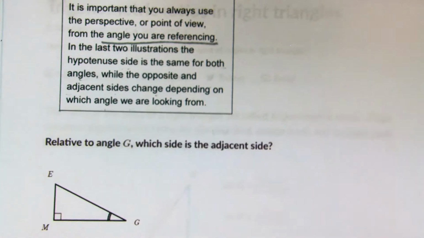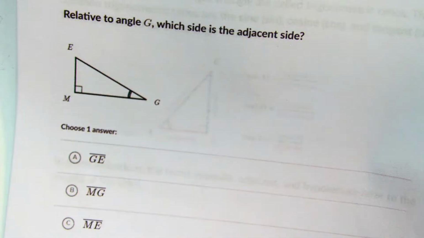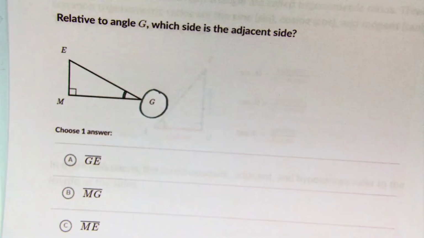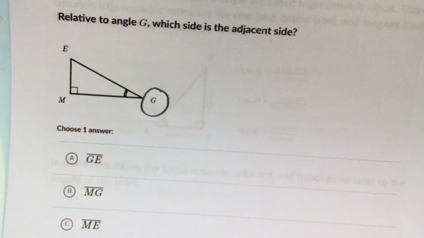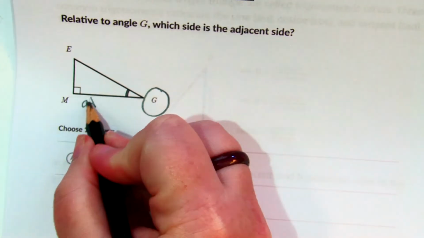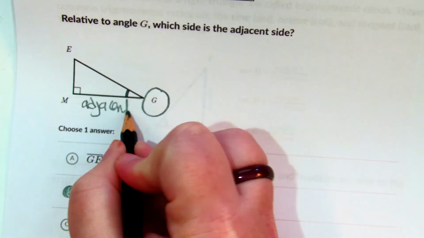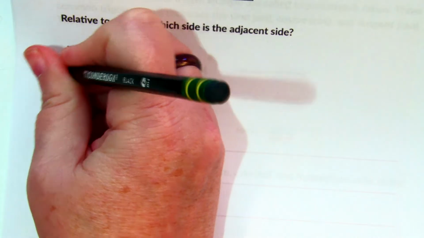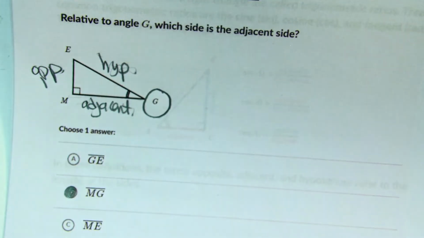I want you to answer this question. We're using angle G. Which side is the adjacent side? Look at the three answers. The right answer is B. MG is the adjacent side. This is the hypotenuse, and this is the opposite side for angle G.